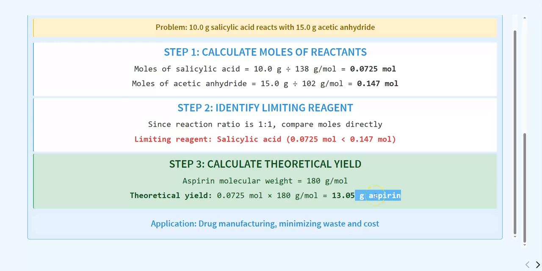Now, why is aspirin production very important in drug manufacturing? The calculation I showed you here is very important. This calculation helps to reduce waste, lower cost, and make sure we get the best yield from the raw material. So that is the importance of this calculation.